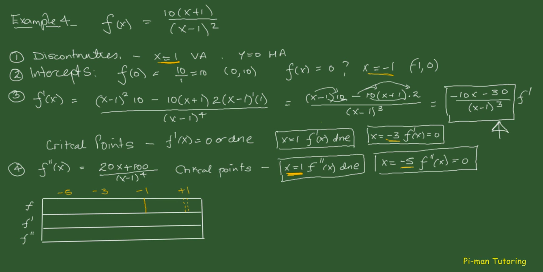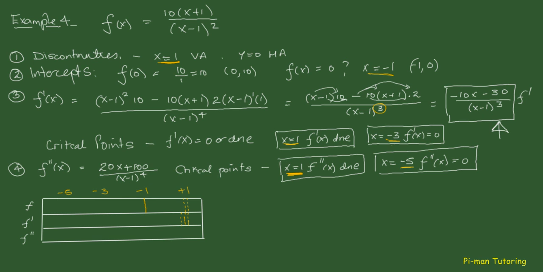Now f dashed of x, what have we got? We've got x equals 1, does not exist, and it is a cubed term, so we will show a triple discontinuity because of this exponent in the expression.